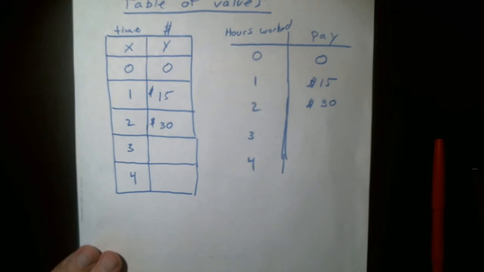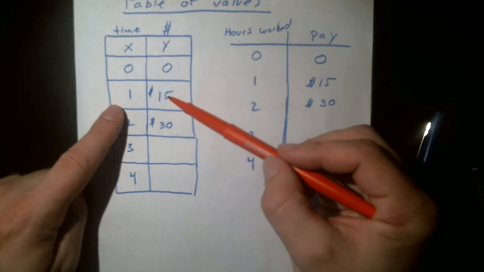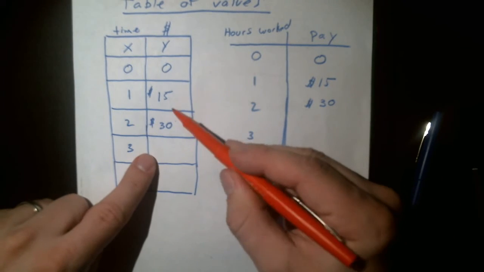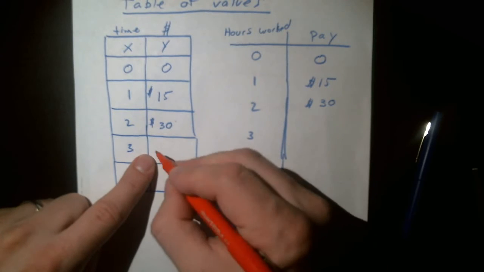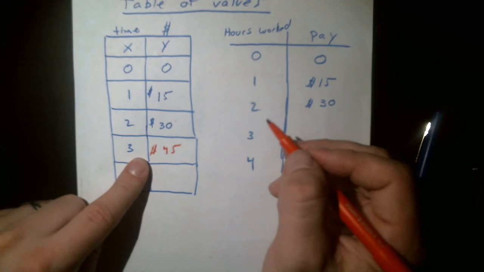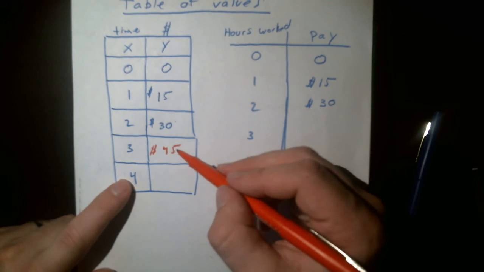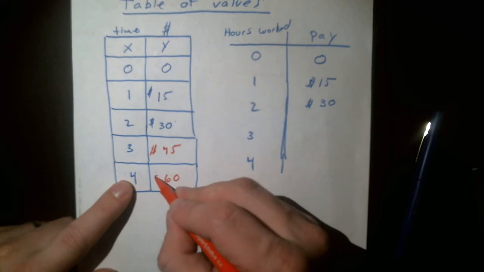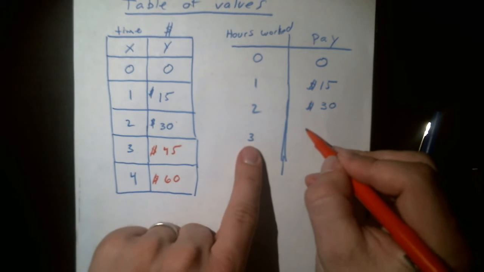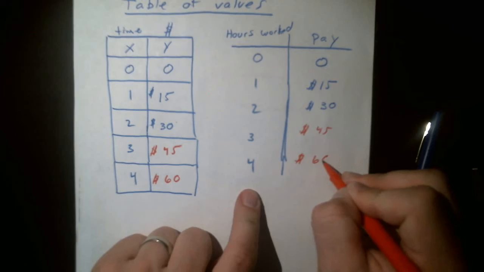Now, do you see a pattern here? I'm hoping you're going to say yes. You're going to say, well, in 1 hour I get 15, in 2 hours I get 30. Well, in 3 hours, that's a difference of 15, so I'm hoping you're going to say $45. In 4 hours, that's going to be 60.